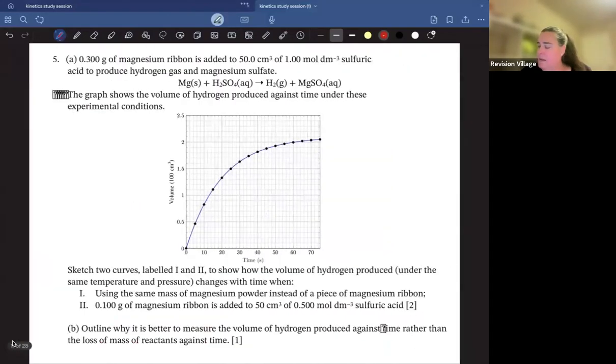Otherwise, I have this curve that shows the formation of hydrogen gas, the volume of hydrogen gas in kind of crazy units, 100 cubic centimeters as a function of time. And I'm asked to look at this graph and to change it. Instead of using magnesium ribbon, I'm going to try to use magnesium powder.